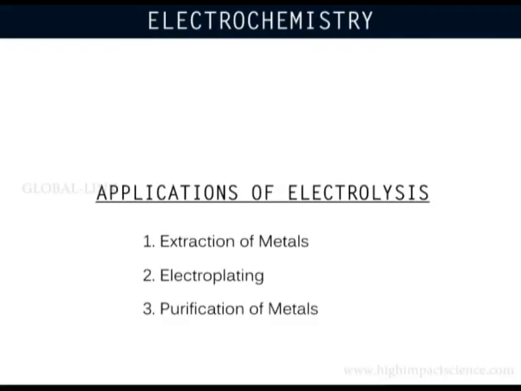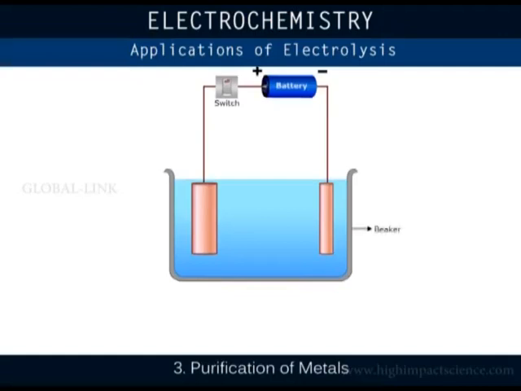Purification of metals. This is also called electrolytic refining, which is a process of obtaining pure metal from an impure metal. The electrolyte has to be a salt of the metal to be purified. Here, we are trying to refine impure copper, so we use copper 2 sulfate. The impure copper has to be the anode. The cathode is pure copper.